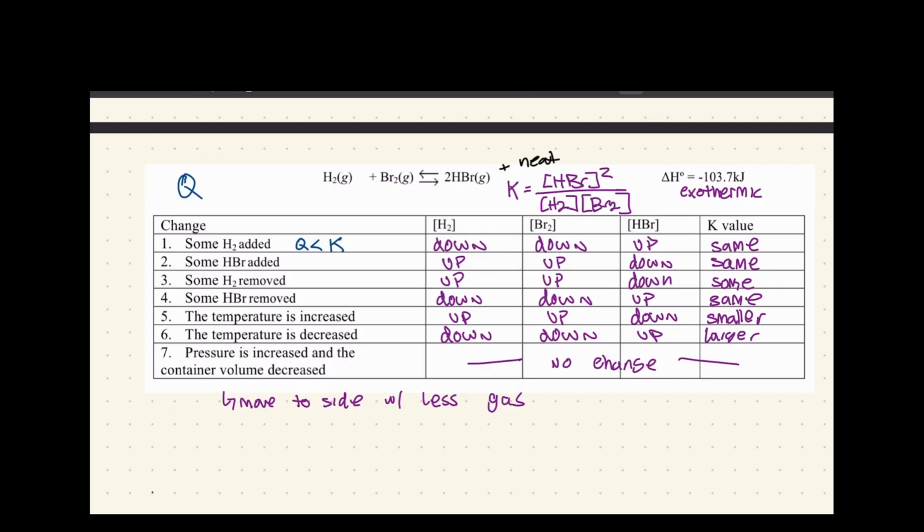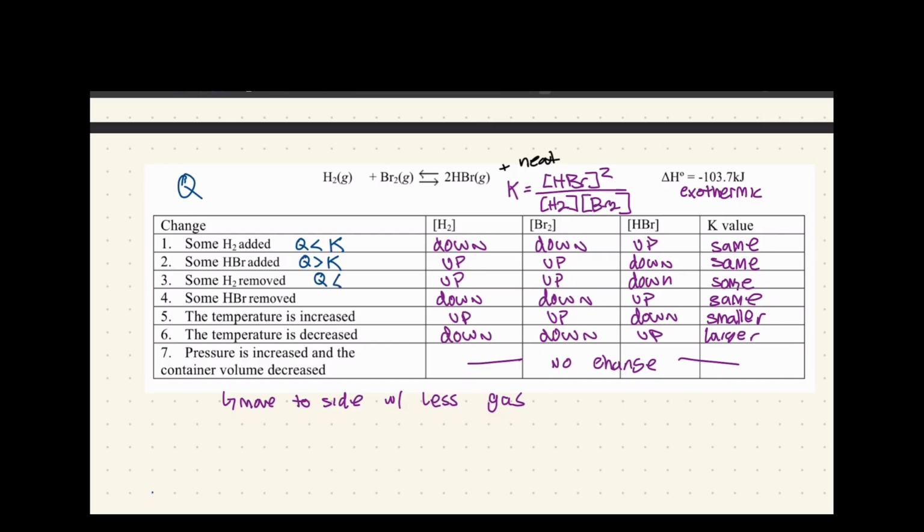If we're adding HBr, then the product term is going to increase. Q is going to be larger than K. We'd have to shift to the left, and that's what we see again with Le Chatelier's principle. If we're removing H2, we're going to see that this term gets smaller.